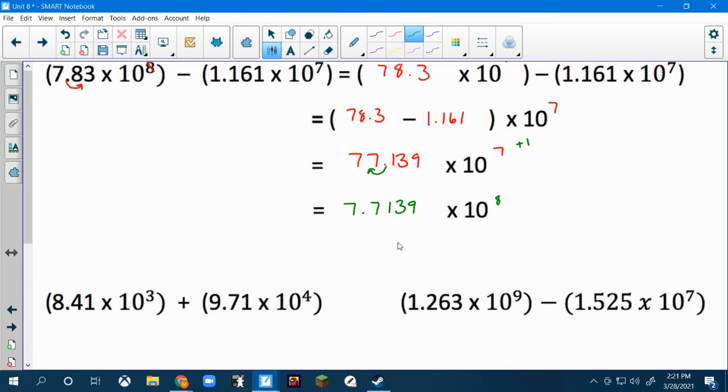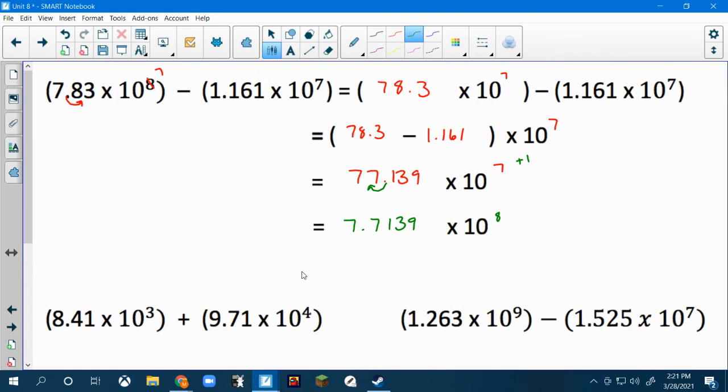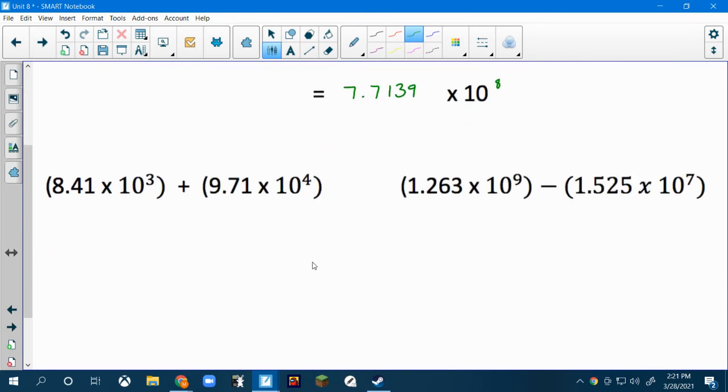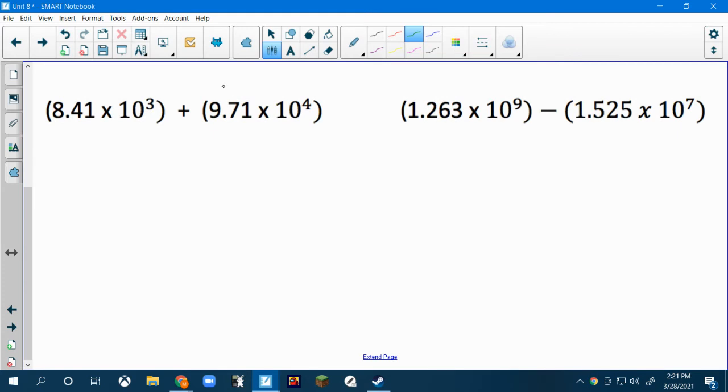Okay, see if you can do these next two on your own using this as a guide. Okay, try to write these out on your own. Use that concept of making that bigger exponent into a smaller one. Okay, pause the video and then come on back.